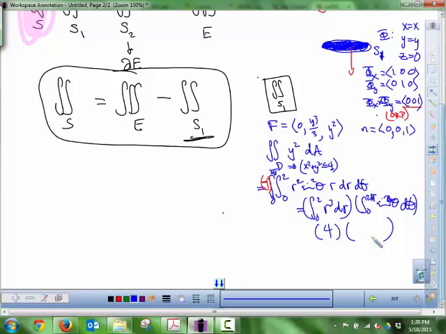Is it pi? I think you guys should do a little bit of work here, so let you guys figure that out. So somebody said it was pi. I'll believe it until I get the wrong answer.